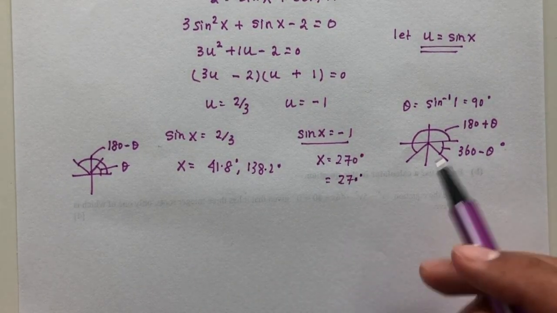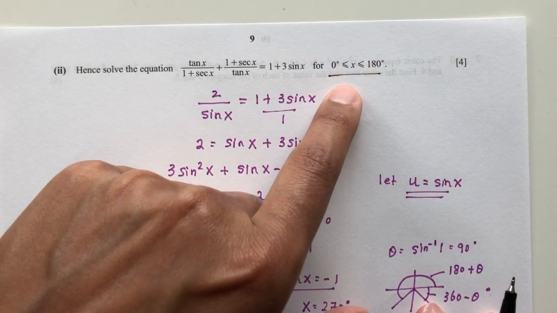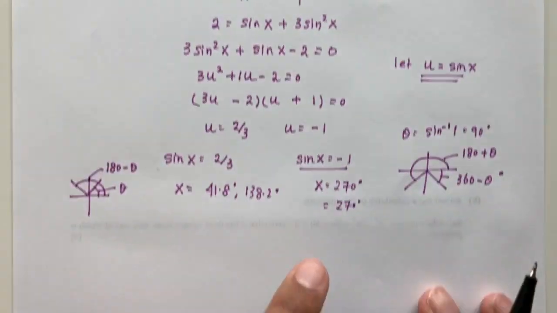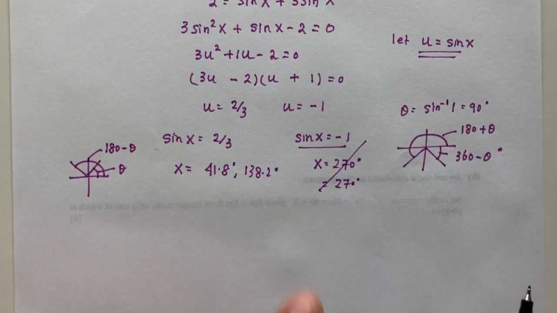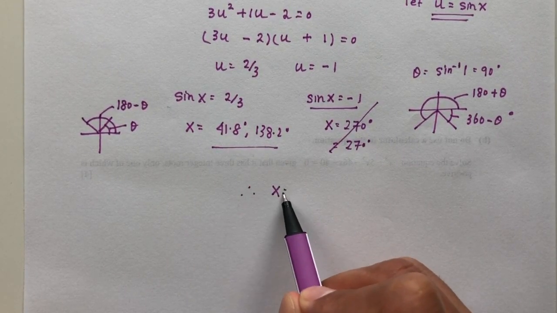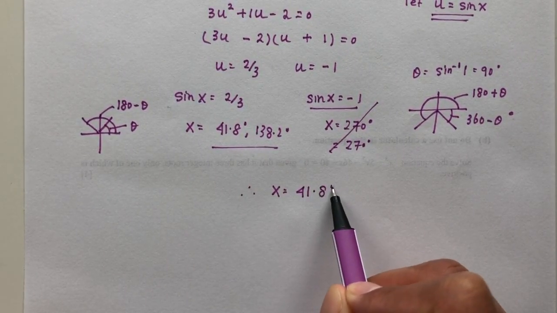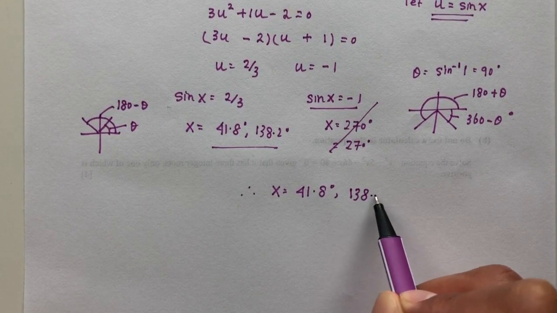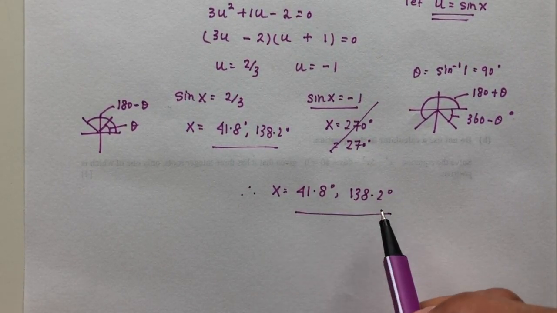So these two values are outside the range because we need only values between 0 and 180. So these two will not be in the range. So your answers will be these two for your values of x. X will be 41.8 and 138.2 degrees. Two values of x.